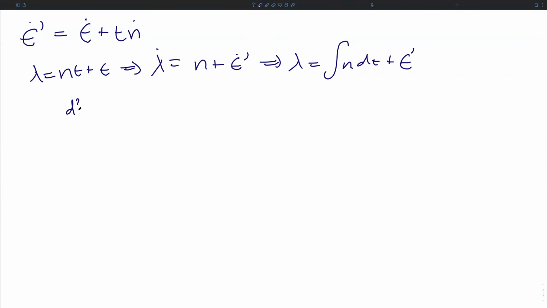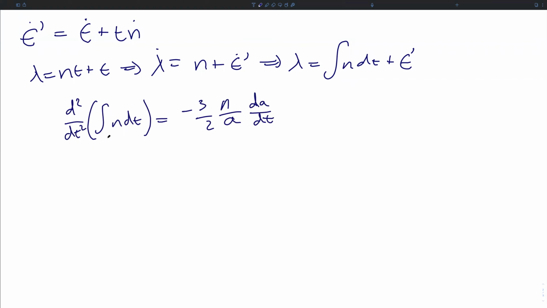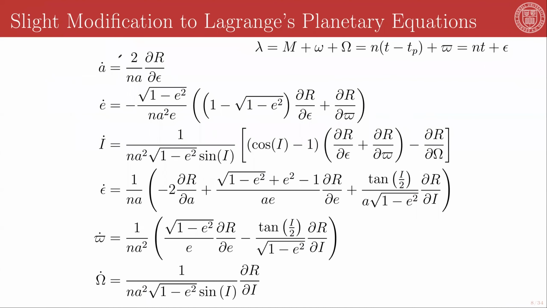Remember that we can also write the second derivative of the integral of n in time as -3/2 n over a times a dot. This is coming to us straight from Kepler's laws. And that means that this second derivative is equivalently equal to -3 over a squared times the partial of our disturbing function with respect to epsilon, as given by this very first term here. The upshot of all of this is that this partial, dR d epsilon, can also be taken as dR d lambda, which takes care of those annoying time terms that are going to pop up here and there.